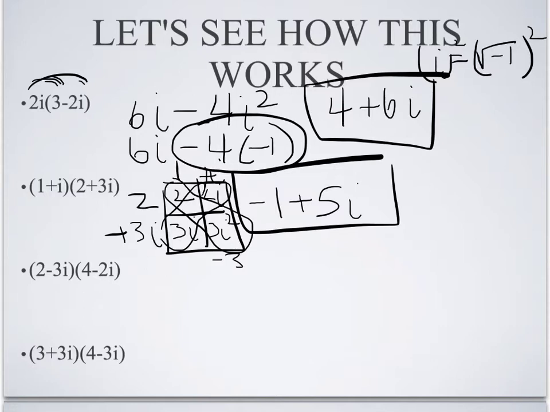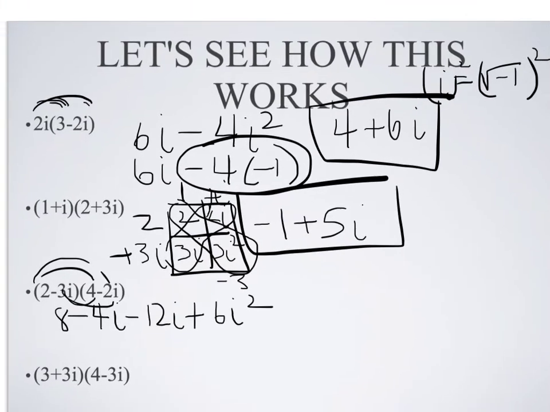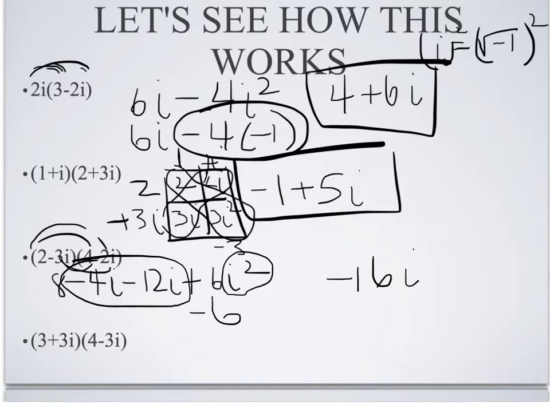This one I'm going to show you FOIL. So 2 times 4 is 8. 2 times negative 2i is negative 4i. Negative 3i times 4 is minus 12i. Negative 3i times negative 2i is positive 6i squared. So now we combine like terms. Negative 4i and negative 12i is negative 16i. This i squared is negative 1, so that makes that negative 6. So 8 minus 6 is 2. So we get 2 minus 16i.